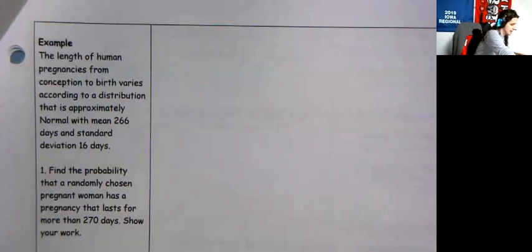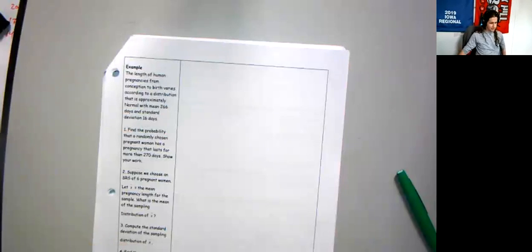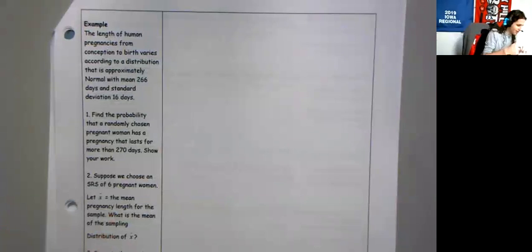All right, I'm going to skip one of the middle examples to keep this lecture digestible, and we're going to do one last example here: the length of human pregnancies. We've talked about this one already a little bit, I think.